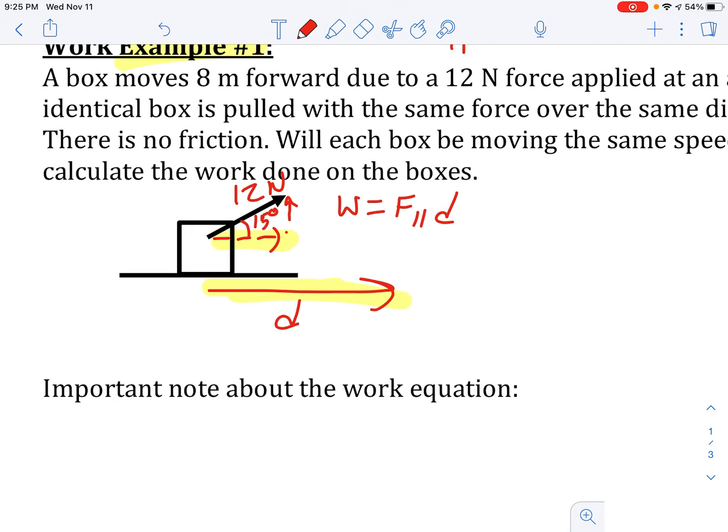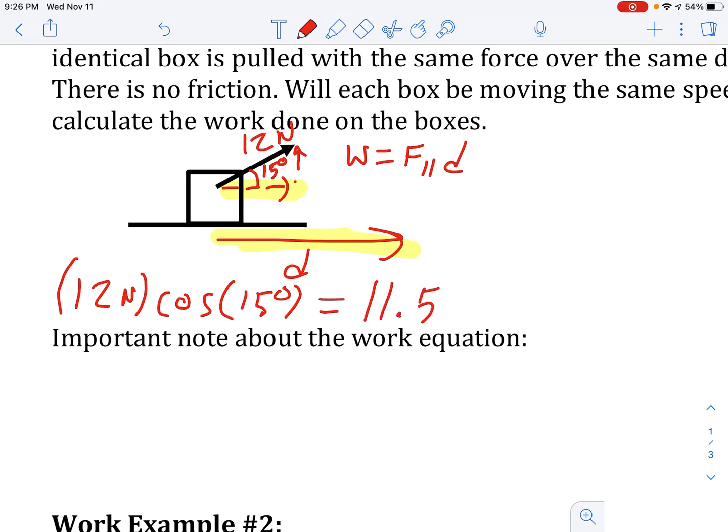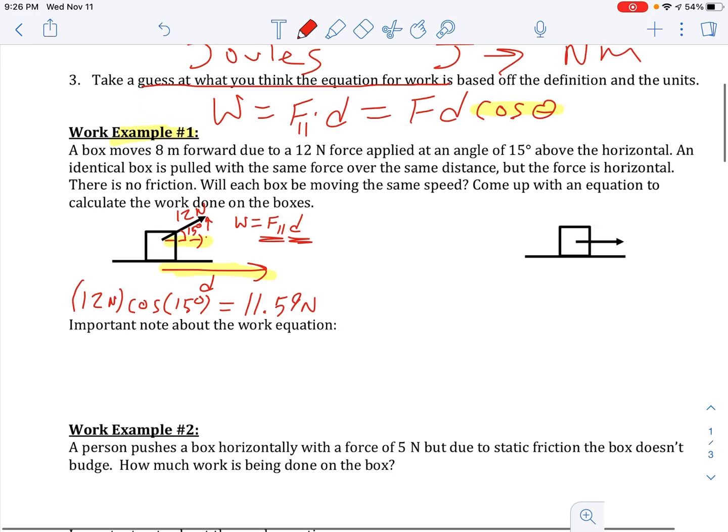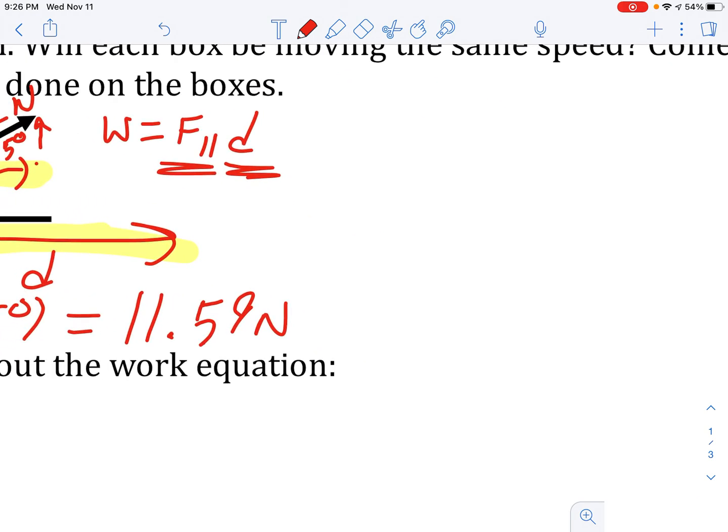So let's start by finding the x component of the pull force. That's going to be cosine, because that's adjacent to the angle. So we're going to do the hypotenuse, which is 12 newtons, times cosine of the angle, 15 degrees. That's going to give us our x component of force, which is 11.59 newtons. Now to find the work, we just multiply the 11.59 times the displacement. Are we told how far? Yes, it goes 8 meters. So work equals 11.59 newtons times 8 meters.